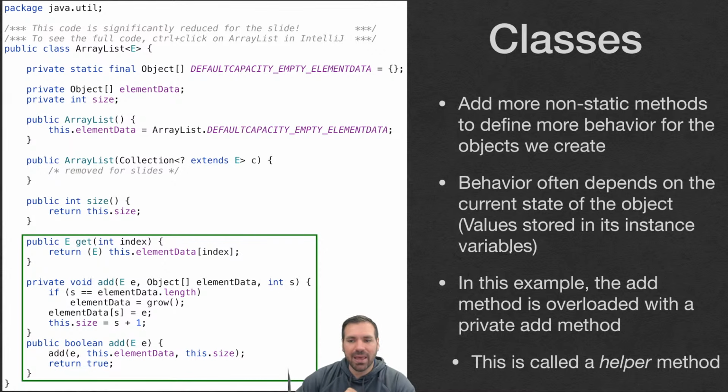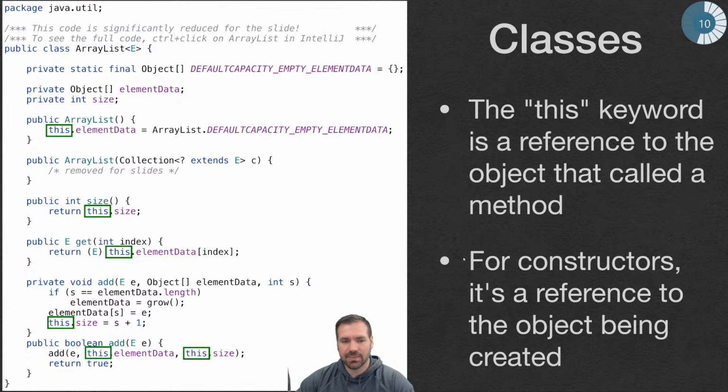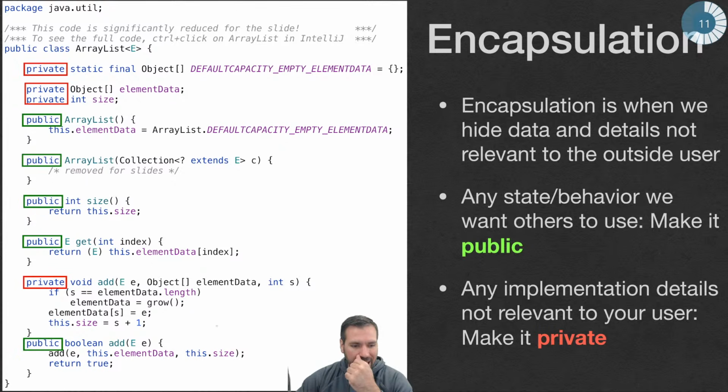So the add method, I feel like I have these slides out of order. I want to jump to this one. The add method that we call is the public one. So when we use the add method to add an element to the next available index, all we want to do is tell it, hey, this is what I want to add. Done. I don't want to have to tell it anything else.